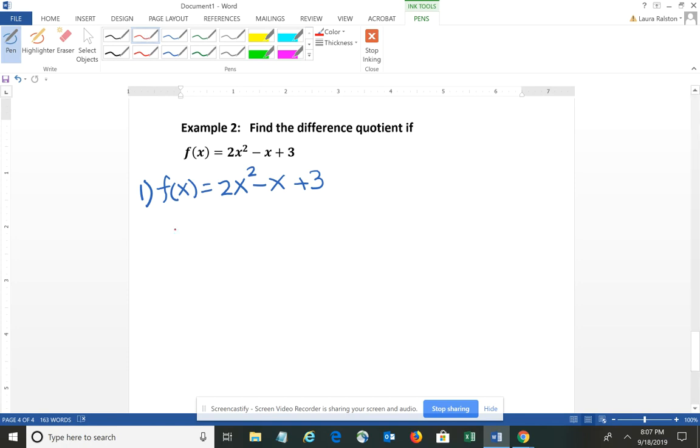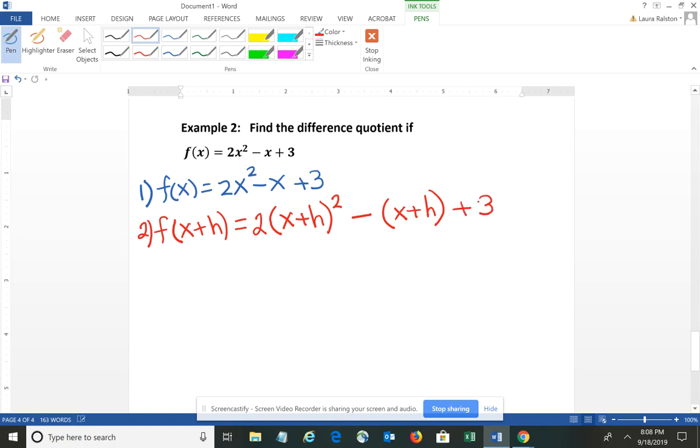Step 2, I want to find f of x plus h, which means I'm going to substitute x plus h into the given function wherever there is an x. So I'm going to have 2 times x plus h squared minus x plus h plus 3.